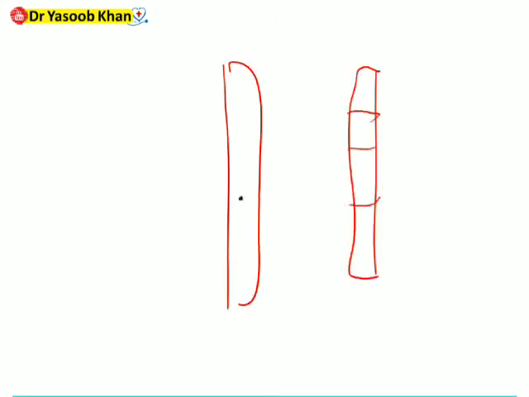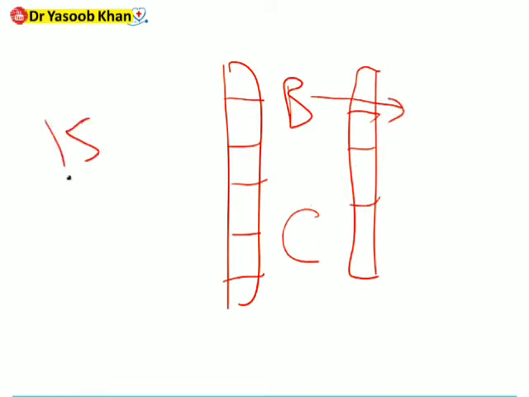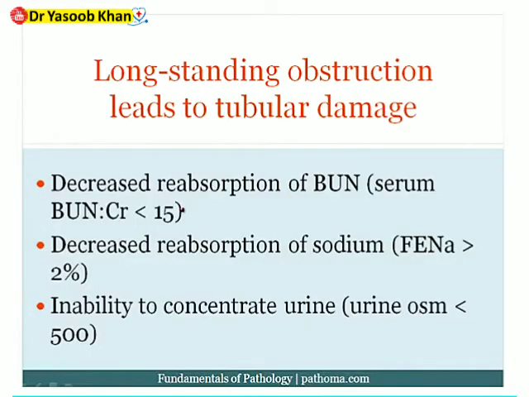Let's go back and illustrate this. If this is the tubule, and you've got this epithelium here, which is lining the tubule, you need the epithelium to be intact in order to resorb BUN. So as BUN comes in and creatinine comes in, you would normally resorb BUN so that the ratio would be 15. However, in this particular case, you're not going to be able to resorb as much BUN, and so therefore the BUN to creatinine ratio will now become less than 15. And so that's important to note.